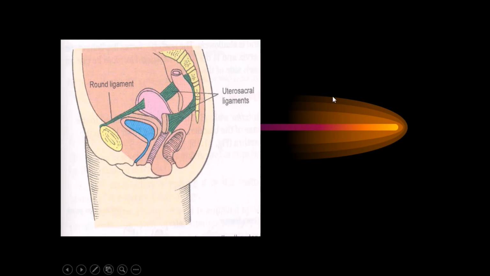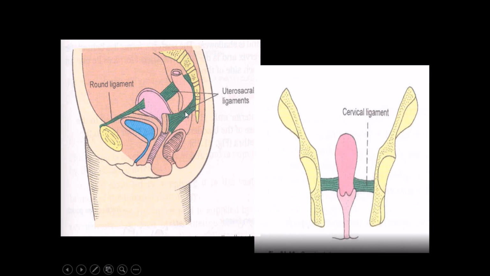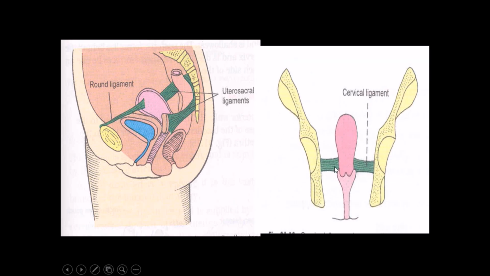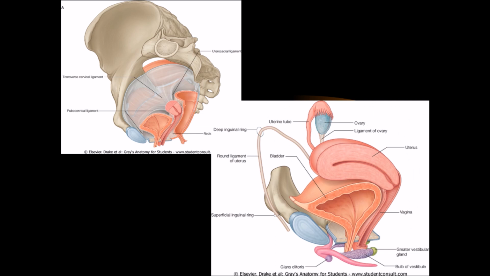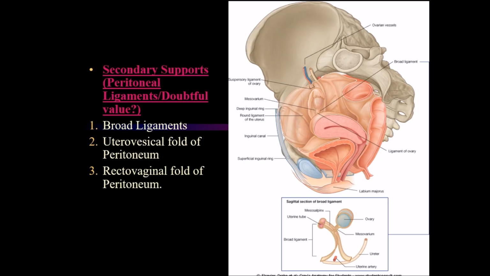Then you can also see this is the round ligament, which is pulling in the front for the uterus, and behind this is the uterosacral ligament. This is the transverse cervical ligament on either side, which is pulling it on. So all these ligaments pulling in different directions keep the structure in its position, and this is the transverse cervical ligament. This is how it looks. Okay, and this is the uterine axis. So these are all the primary supports.